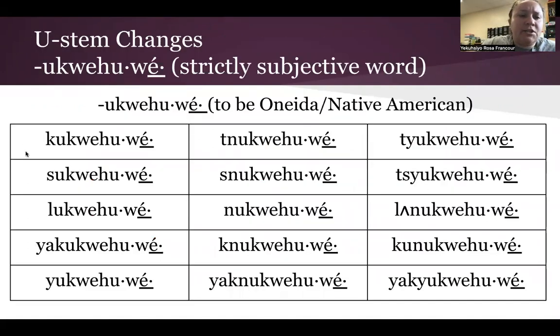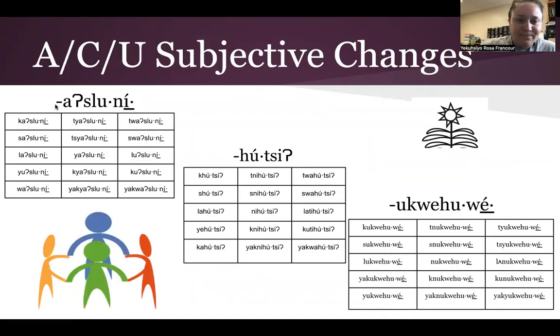So here's our changes: gungwehu, zungwehu, lungwehu, yagungwehu, yungwehu, nungwehu, snungwehu, nungwehu, gunungwehu, yagnungwehu, diungwehu, jungwehu, lanungwehu, gunungwehu, and yagyungwehu. All right, those are our changes.